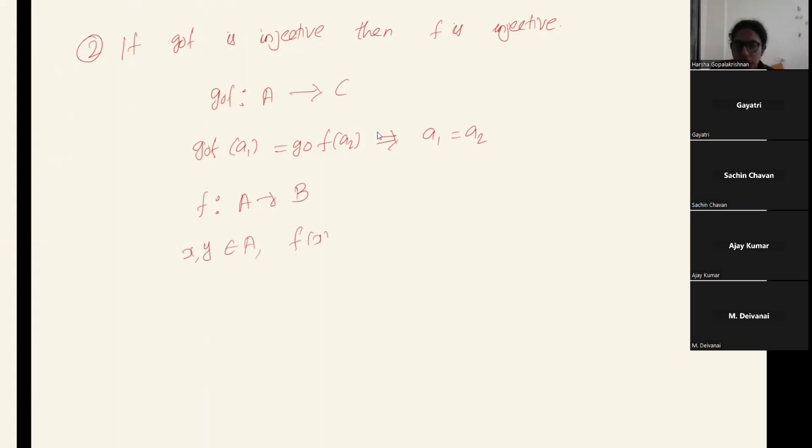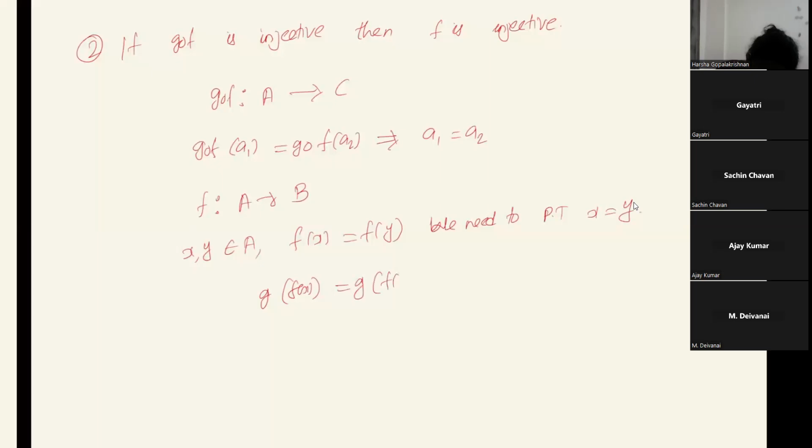What we need to prove? We need to prove that F is injective. So, if F of X equal to F of Y, we need to prove that X equal to Y. Now, F of X equal to F of Y means F of X and F of Y are the same elements in B. Now, I am applying G to both sides. That means G of F of X should be equal to G of F of Y. Clear? I am just applying G to both sides.